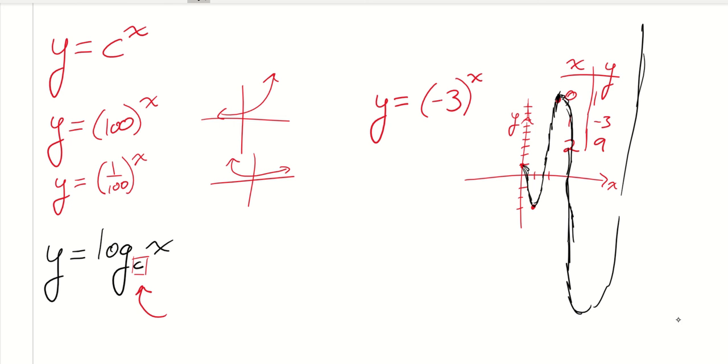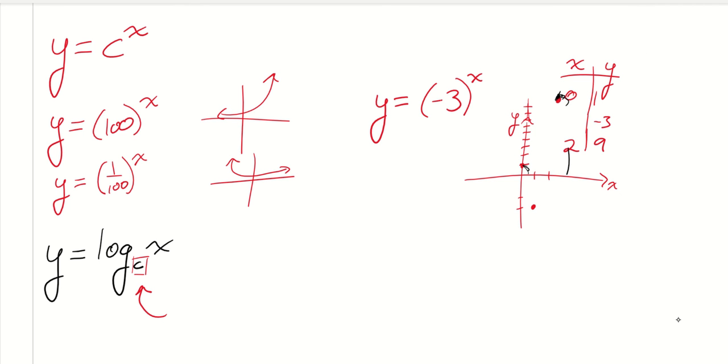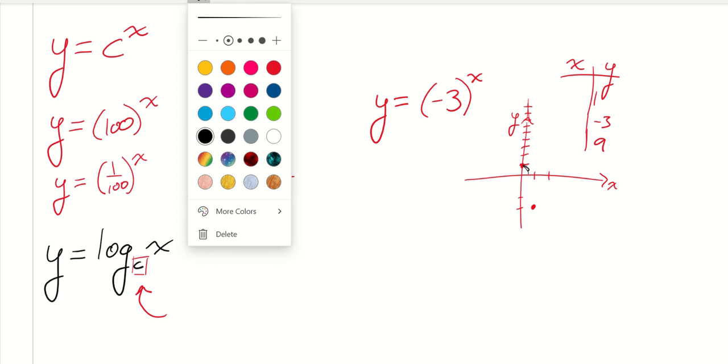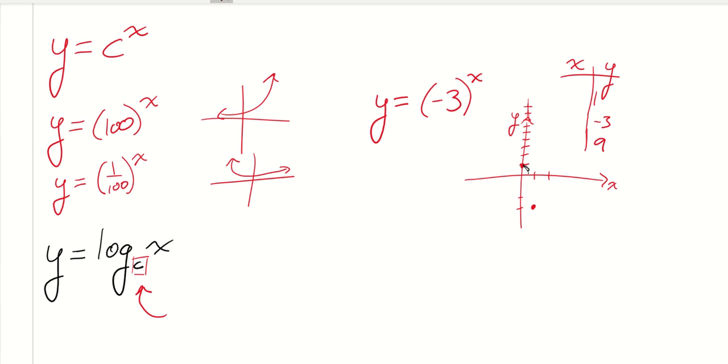The problem is we can't connect these lines like this, because there's going to be a whole bunch of undefined values actually. So think about what it means to raise -3 to another value. If we take -3 and we plug in, let's say, 1/2, there's no answer there, right? So we would have a bunch of holes in this graph as well.